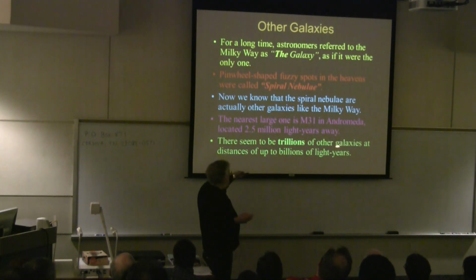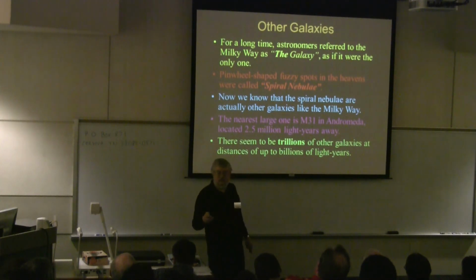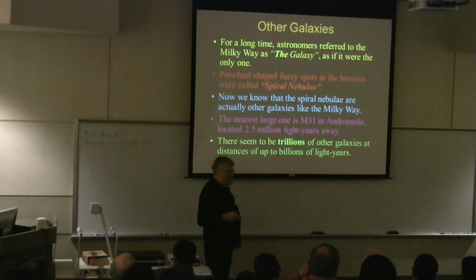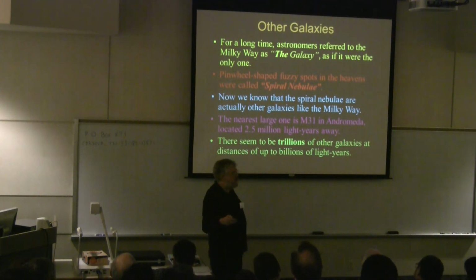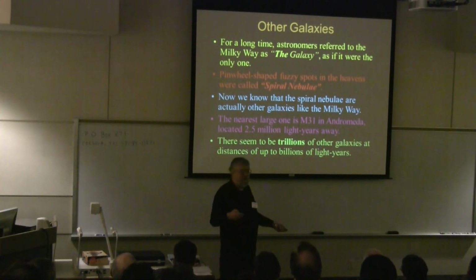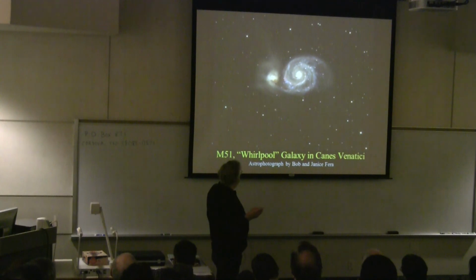There seem to be, the best estimate, nobody can count to 1 trillion, but we can estimate that there are probably about 1 trillion other galaxies in the universe. So we've come a long way since the invention of the telescope, from being a member of the only, or the galaxy, to one of 1 trillion, and they're at distances of up to billions of light years. Now that has some interesting implications that we'll look at, but let's look at a couple of galaxies first.